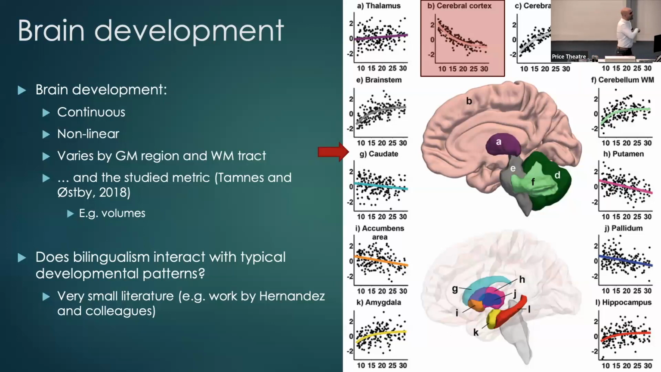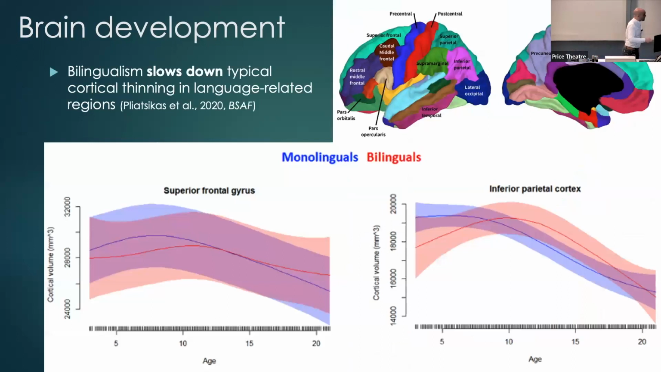The literature is tiny. We have less than 10 papers looking at this, mostly the work by Arturo Hernandez, but some other people as well. We tried to do something with that, and we found that bilingualism actually slows down typical cortical thinning in language-related regions. I will draw your attention, in the interest of time, to this graph, the inferior parietal cortex.